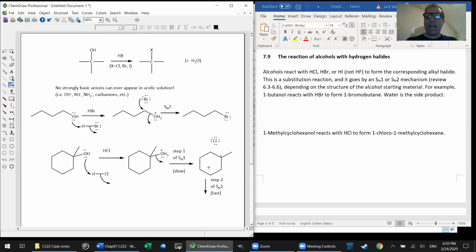Remember, the SN1 reaction is 2 steps, and the first step is the slow step, the loss of the leaving group. And incidentally, this raises another question, which is, how could we have known that the first step is slow and the second step is fast?